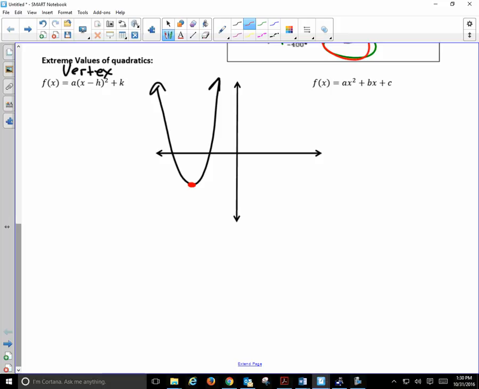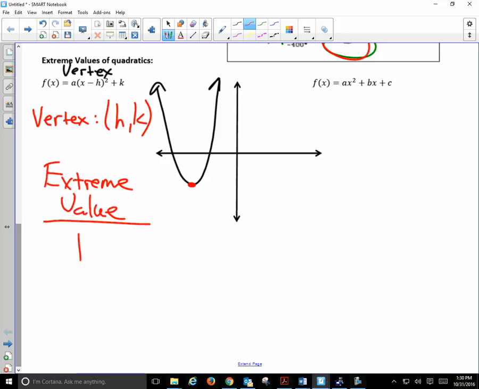Anybody want to guess what the location of that vertex is? You just tested on this. Terry, loud and proud. Come on, own it. (h, k), all right, a horizontal shift of h and a vertical shift of k. So its extreme value would be k. That'll be either the largest or smallest number on the parabola, depending on whether the a value is positive or negative.